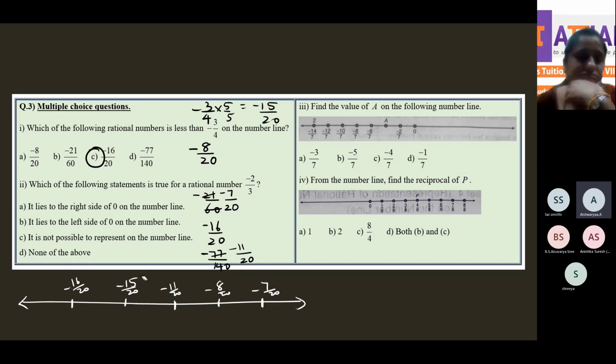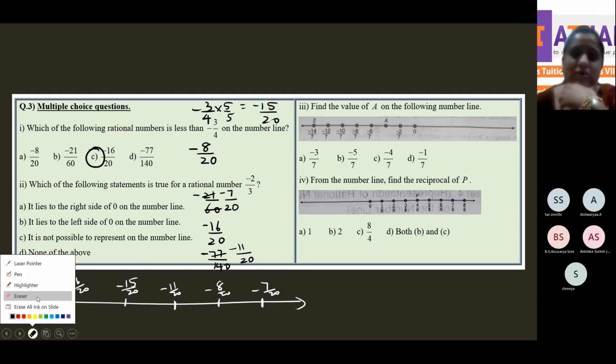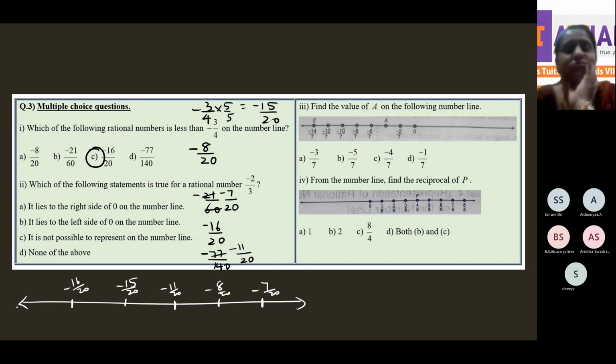Ma'am, but I haven't done it in the same method though. Okay, let me ask you how you did it. Just make a note of this. Did you find their values using a calculator? No, ma'am. I made the LCM. I found the LCM of 4 and the denominators of the first and the second and third and fourth. And then I found out which is less and I got it as C.